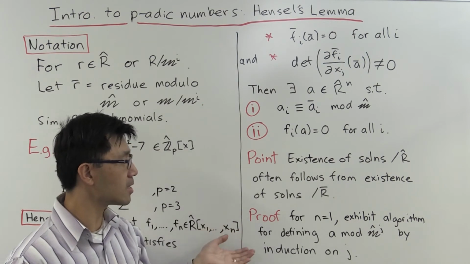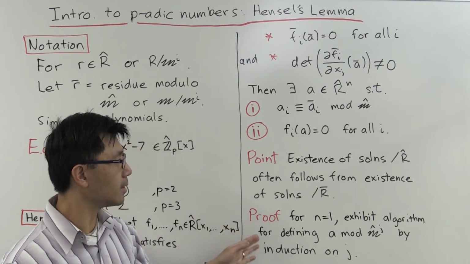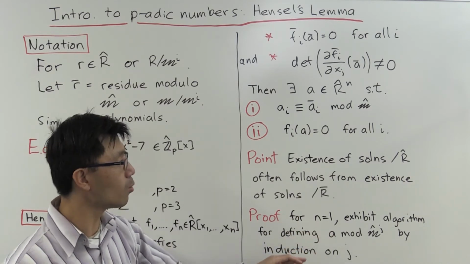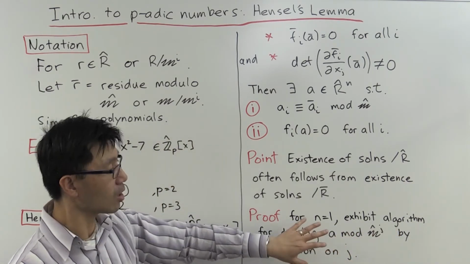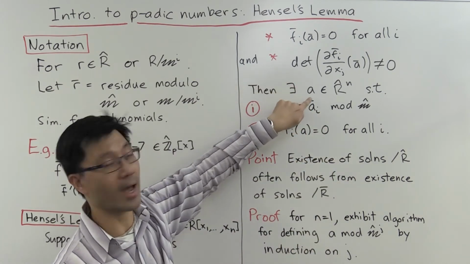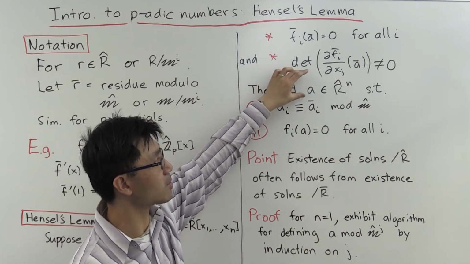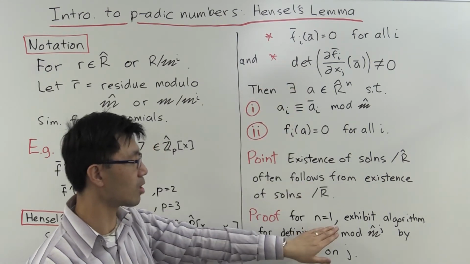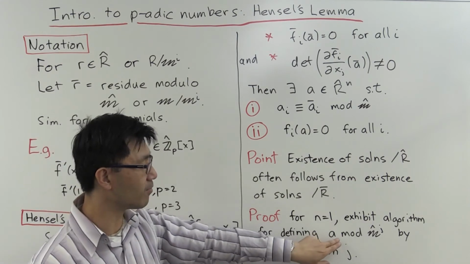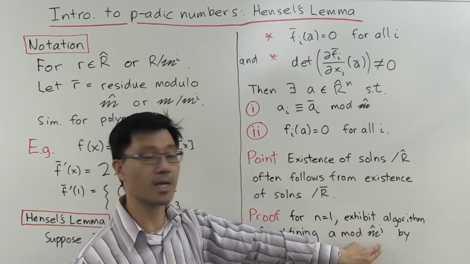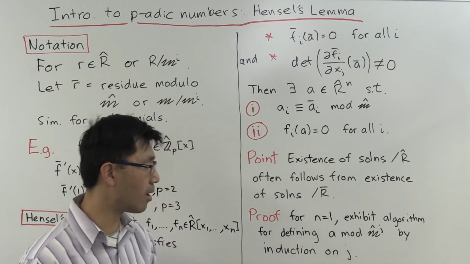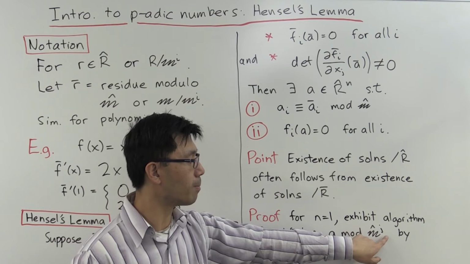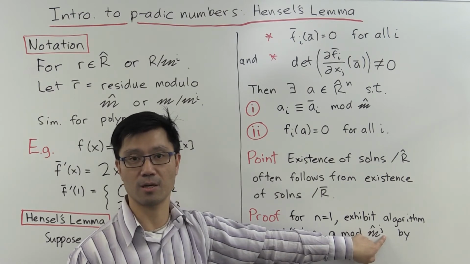So the proof for this is actually quite nice, and the key case actually is when n equals 1. And the way you do it is you actually construct the solution A. So the other thing good about this method is that it's constructive. It's not just existential, you can actually construct it. And it's constructed by defining A modulo powers of this m hat, for larger and larger powers of this maximal ideal. And you do it by induction on this value of j.